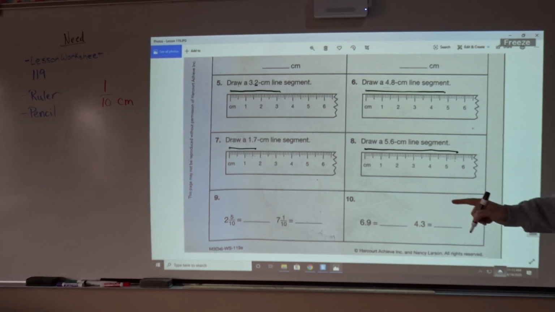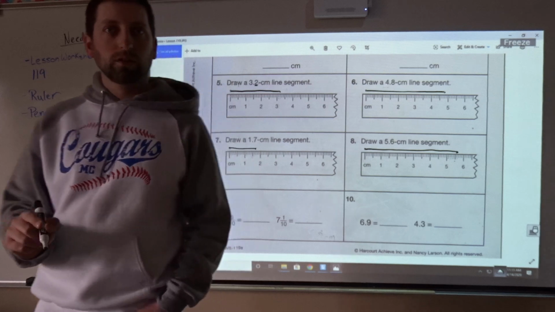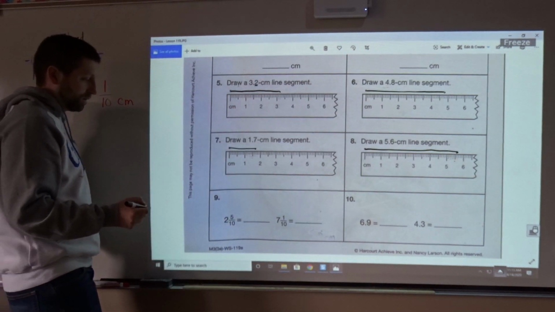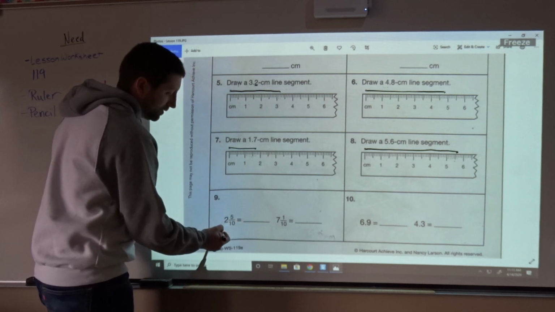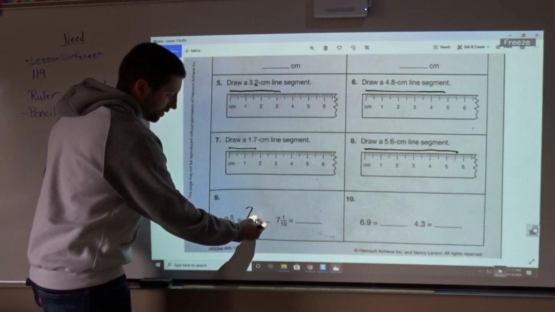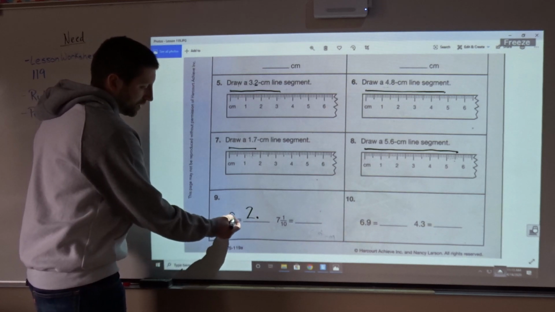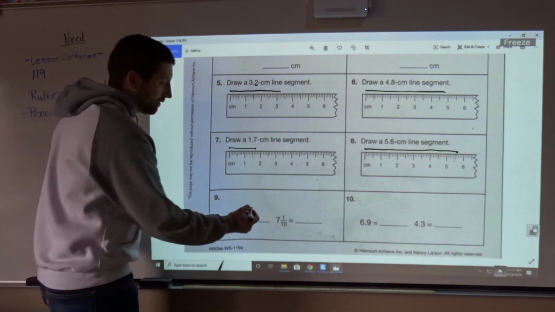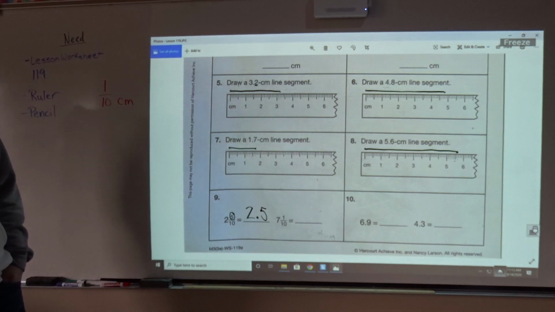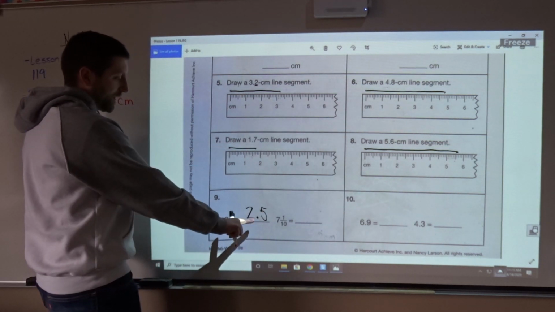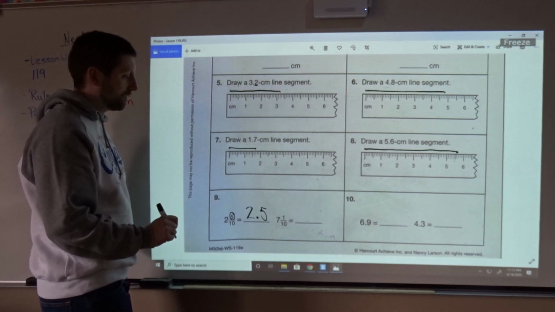Okay, let's go down to number 9 and number 10. This one is written as a fraction. We need to write it as a decimal. Okay, well, 2 5/10. When I do this, I'm going to write the whole number, I write the decimal, and then I only need to write the 5. 2.5. So using that as an example, I want you to try 7 1/10. Hit pause right now.